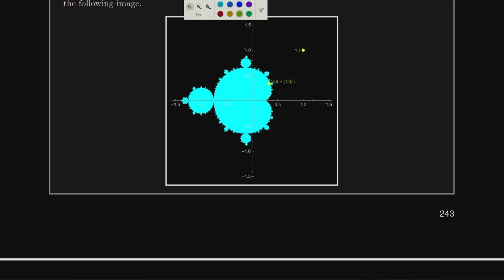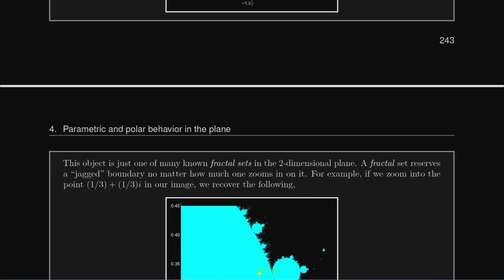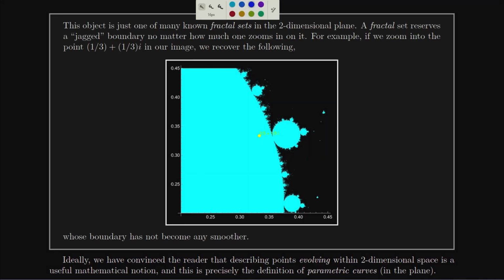I'm going to go ahead and zoom in on this portion of the graph just to show you how the fractal nature looks. And there you can see that 1/3 plus 1/3 i sitting inside of the Mandelbrot set just a little bit. But you can see, no matter how much we zoom in, we're getting this crazy behavior on the boundary of this set, just deciding which initial conditions are going to remain bounded and which ones aren't. And so this is a cool example of a fractal.